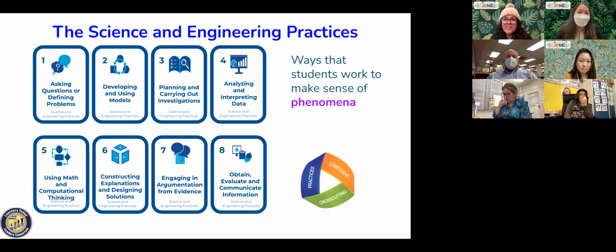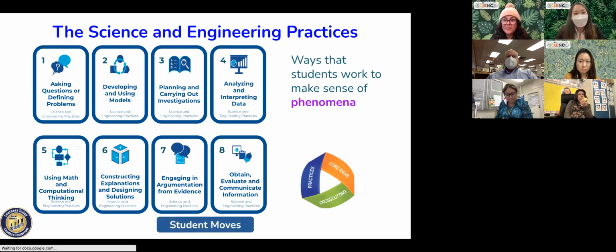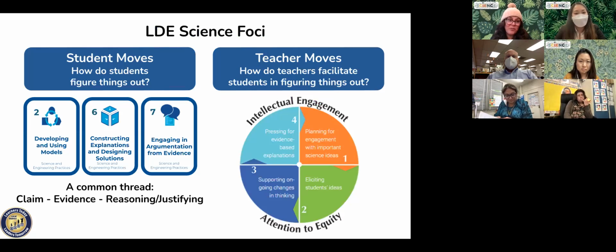And as we mentioned, the science and engineering practices, these are the ways that students work to make sense of phenomena. So they may engage in one of several throughout the course of the unit and maybe revisit multiple times depending on their investigations. And these are called the student moves.